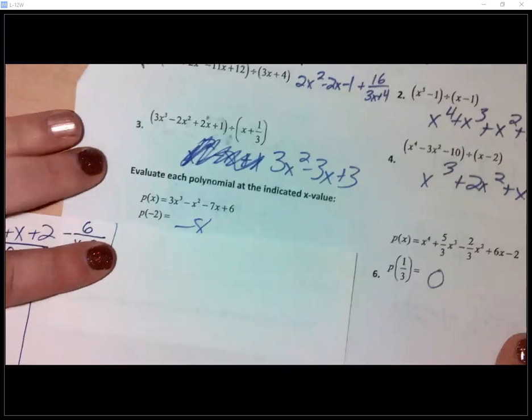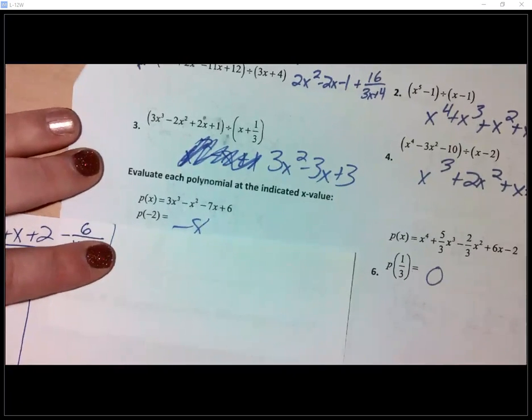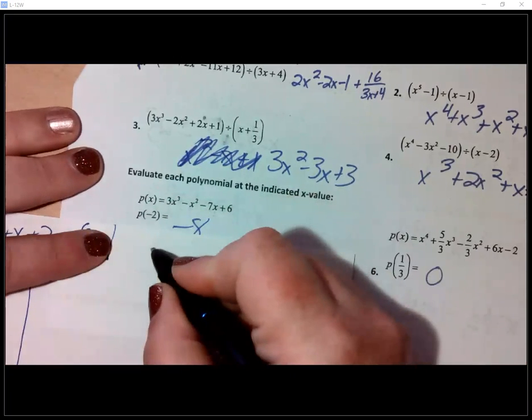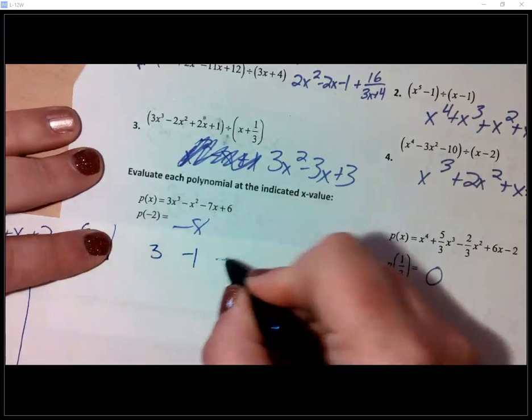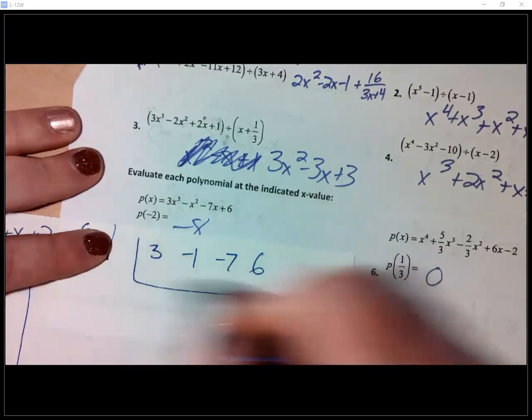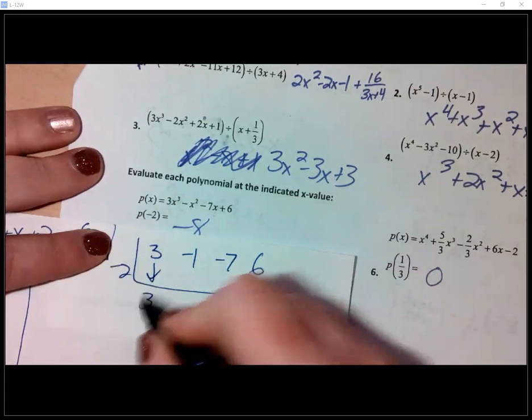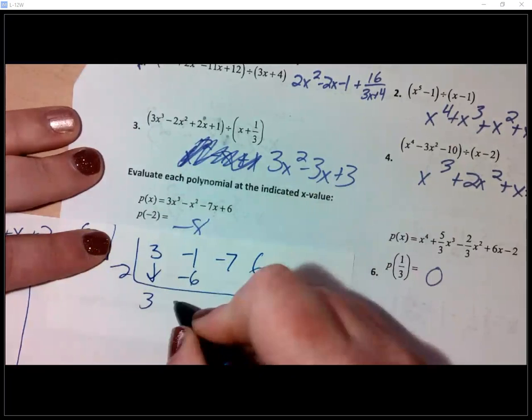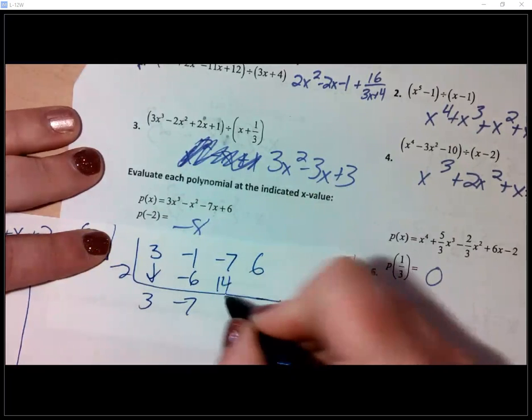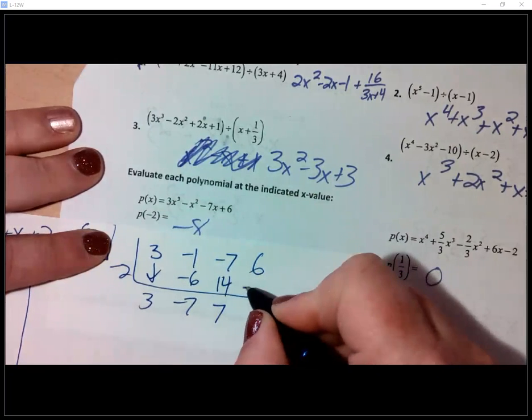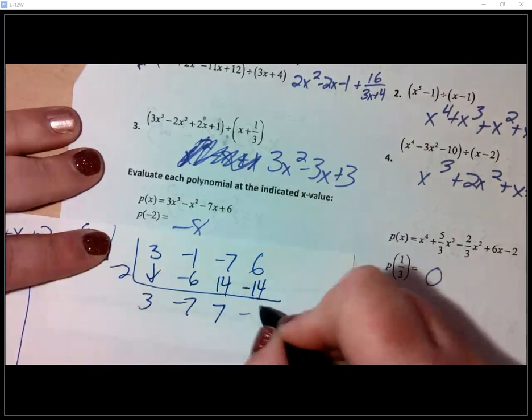Could you do it that way? Sure, but look how fast I can do it. I just dropped my coefficients. 3, 2, 1, none. I pop in a -2. And then I just bing, bang, boom here. Ta-da! -8. There's my answer.